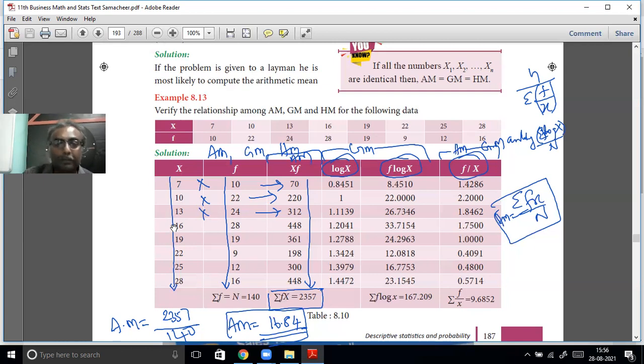Anyway, they have given the values now. Log of 13 is 1.131, log of 16 is 1.201, all of that they have given. Now, what you have to do is f into log of x.